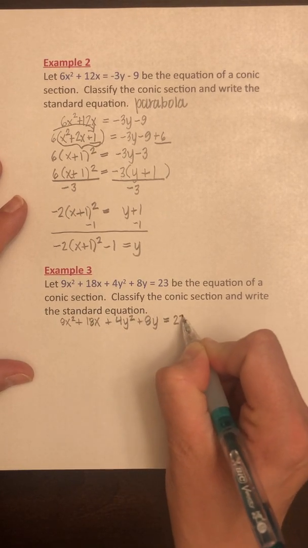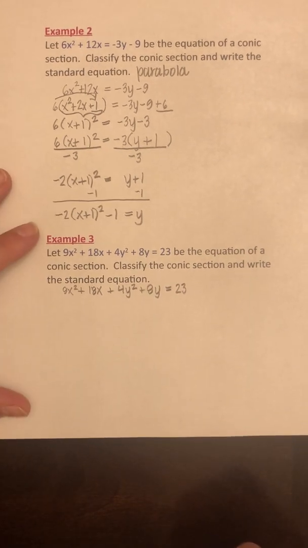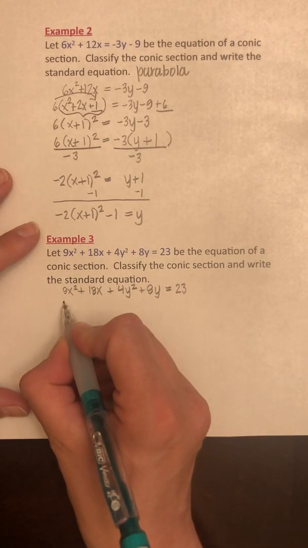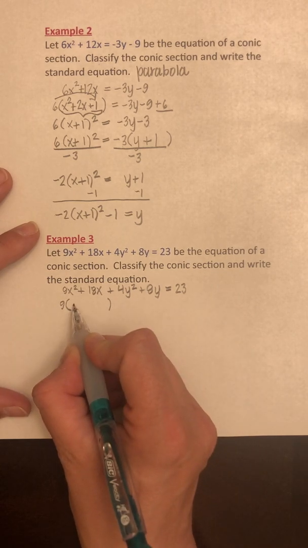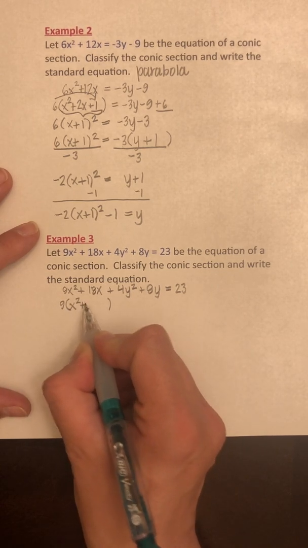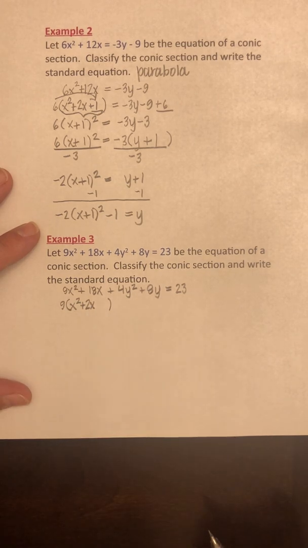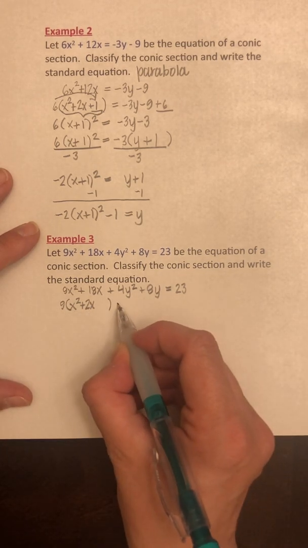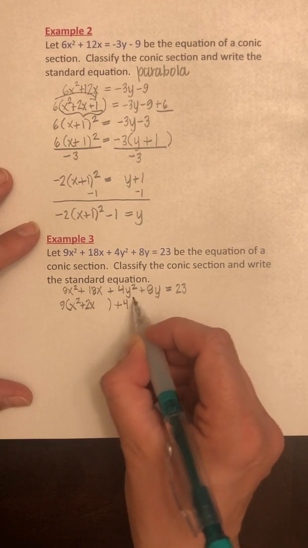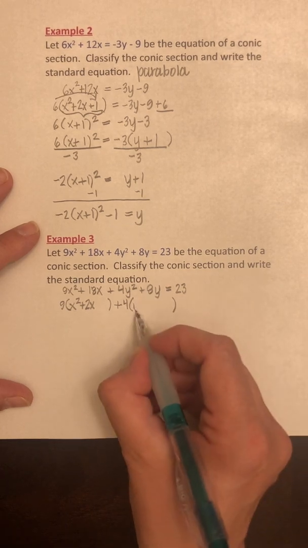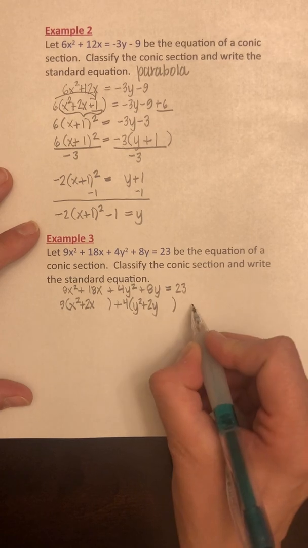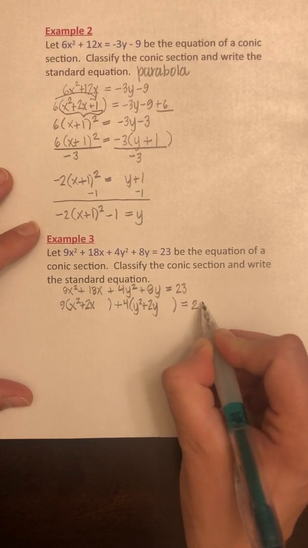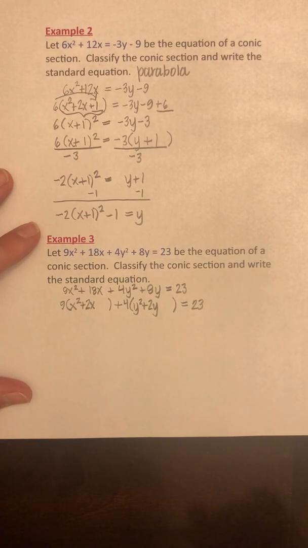Now you know we're going to have to complete the square. Again, that means our leading coefficient needs to be a 1. So for the x's, I'm going to take out a 9. So that's going to leave me with x squared plus 2x. Again, I've left some space for the constant. For the y's, I'm going to take out a 4. That's going to leave me with y squared plus 2y. Again, I'm leaving some space for the constant. And on the other side, I still have equals 23.